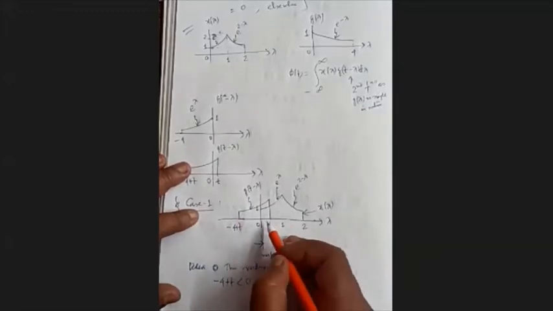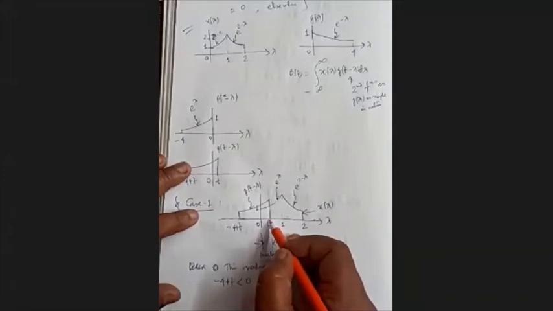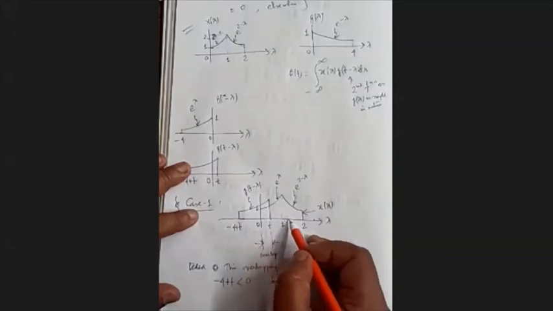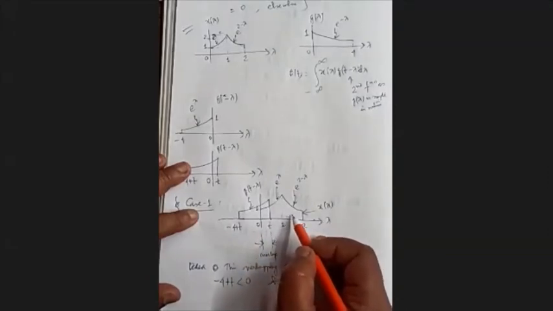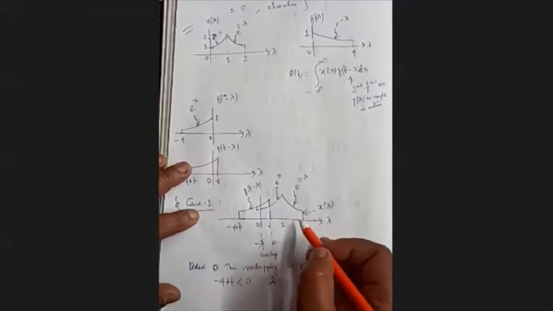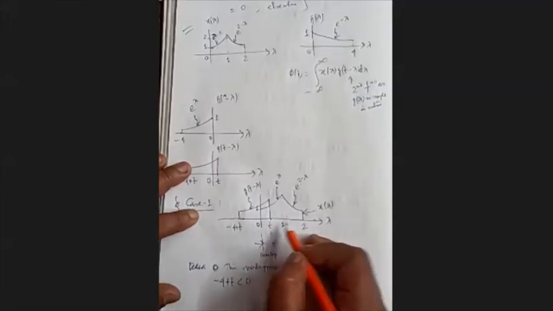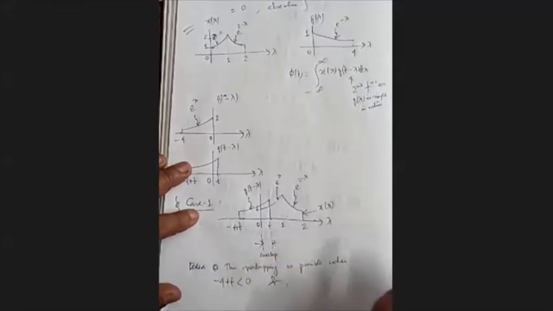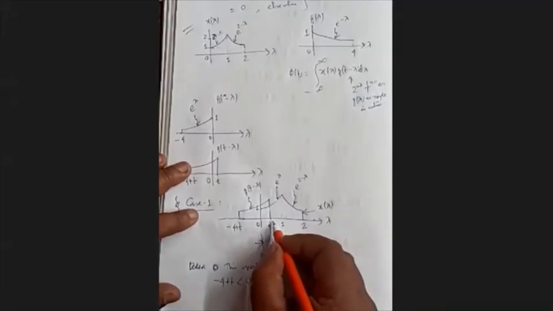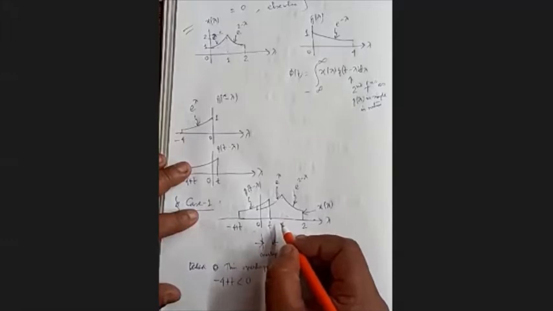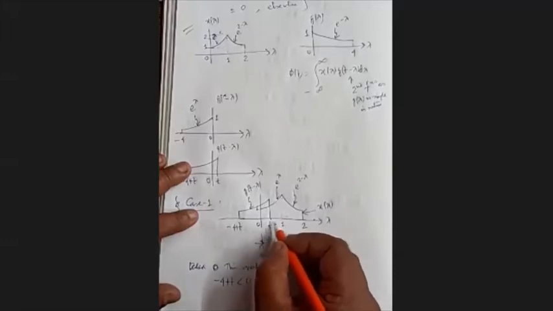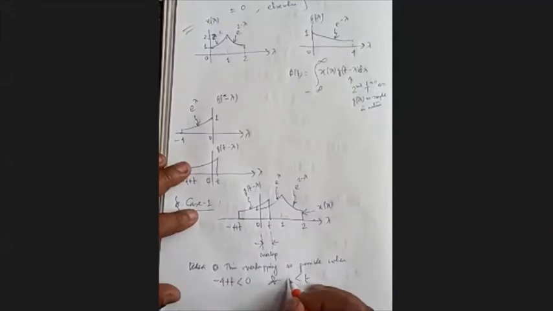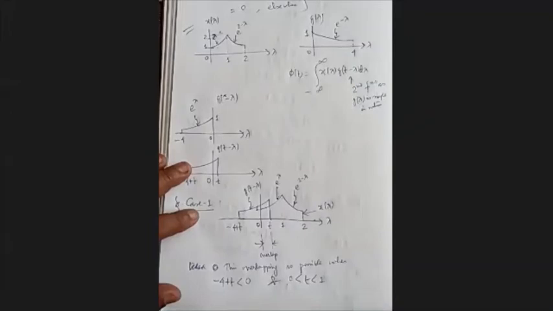But note that t remaining greater than 0 is not a sufficient condition, because t may be here, here, here. Even when there is a partial overlap towards the right side of 1, t will remain greater than 0 throughout its journey. So t greater than 0 is not the only condition. t should be greater than 0 and less than 1. Clear?